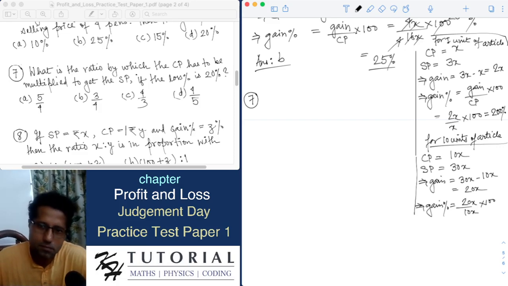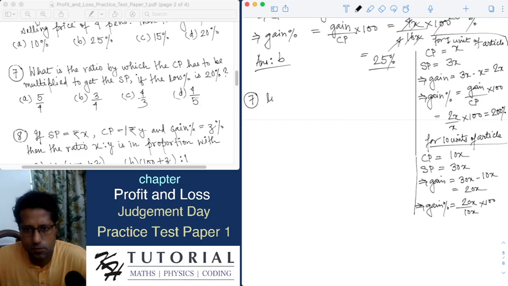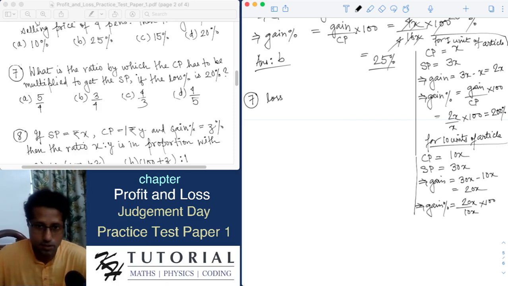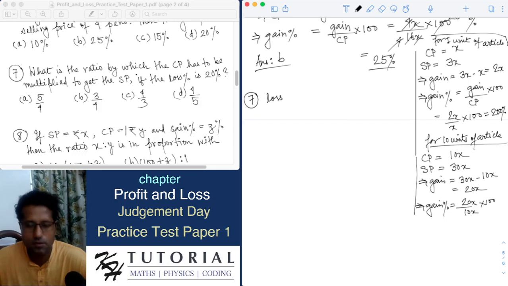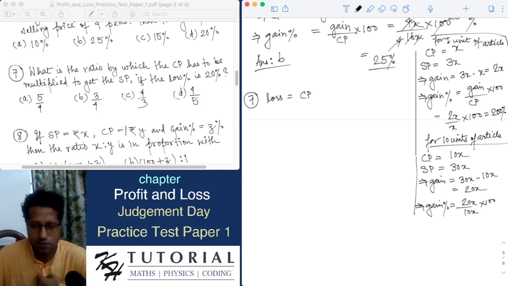Okay, so we know that loss, so this is a very conceptual problem. It will evaluate your basic understanding of selling price, cost price, loss or profit, and the percentage of loss or profit. So we know that when there is a loss, the selling price is less than cost price. So loss is CP minus SP. We know this.